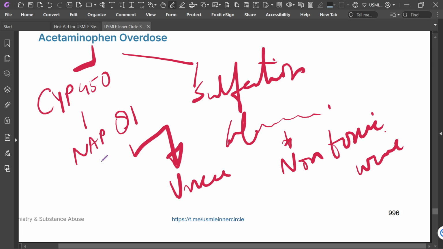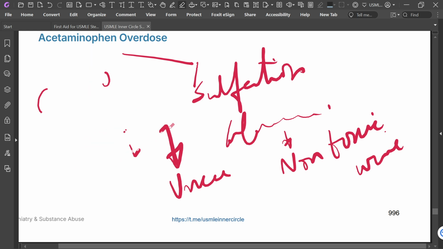So this is the hepatic metabolism in acetaminophen toxicity. Metabolism is complex, but this is a very important topic. Acetaminophen overdose can happen in anybody because it is easily available. It is an over-the-counter drug. So we need to know the mechanism of action and about acetaminophen toxicity.